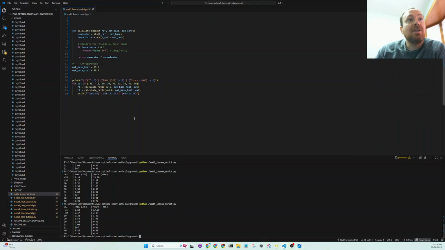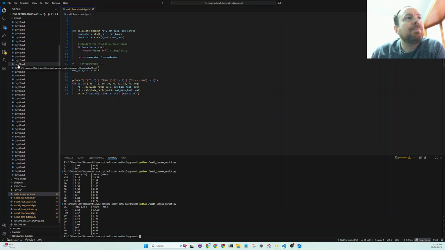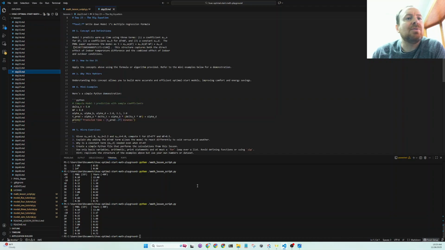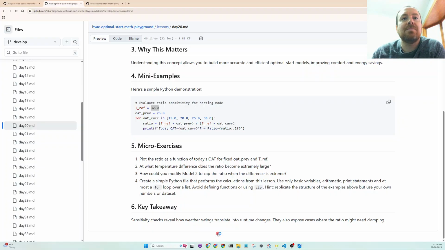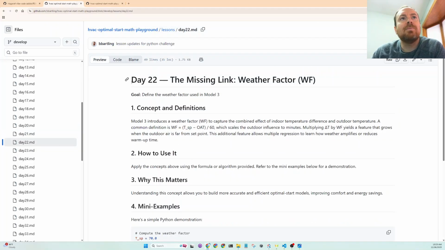So I think that will end with covering model 0, 1, 2, and 3. The next thing, I might even do this for maybe the next video, I think we'll be starting on day 22. This will be model 3.